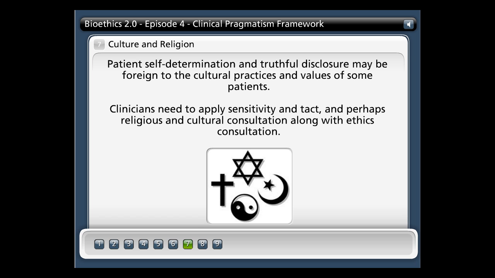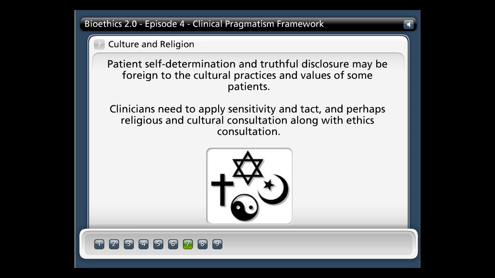Culture and religion. We should realize that for some cultures and some religions, the ability of the patient to be self-determining, the exercise of autonomy that we have in the United States, and truthful disclosure may be somewhat foreign to the cultural practices of some patients. What we need to do here is ensure that clinicians apply sensitivity and tact, and perhaps religious or cultural consultation along with ethics consultation.